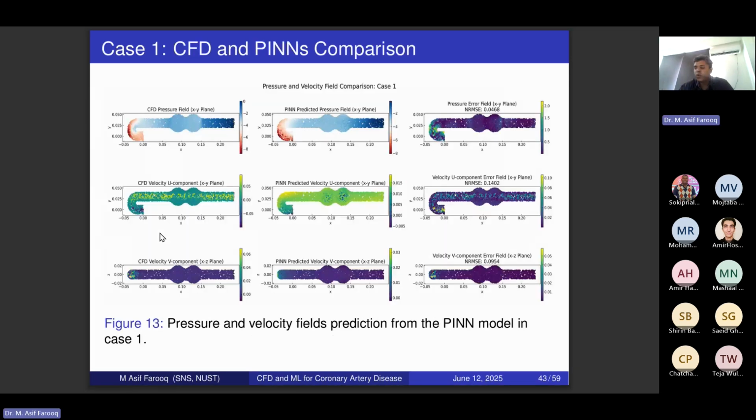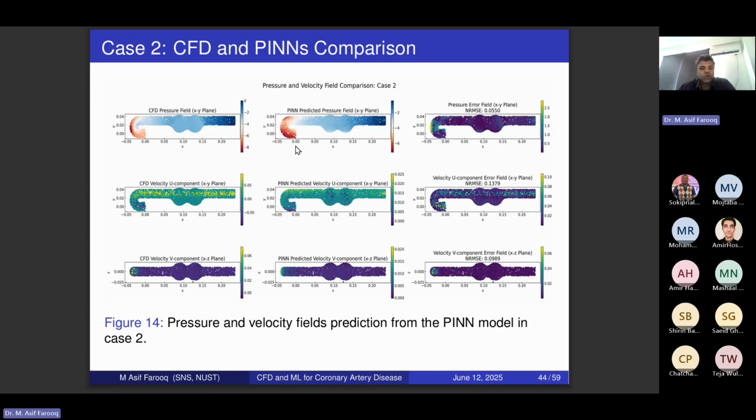This is the comparison. I will only show you three comparisons for the 6 cases. For case 1, for example, you can see these are all the results from CFD, and these are all the results for PINN. And this is the mean squared error, normalized root mean squared error. So we can see good agreement, but not as good as in our recent published paper. For example, here you can see that the red area, the dark area, is less dark, and this one is more dark in PINN.